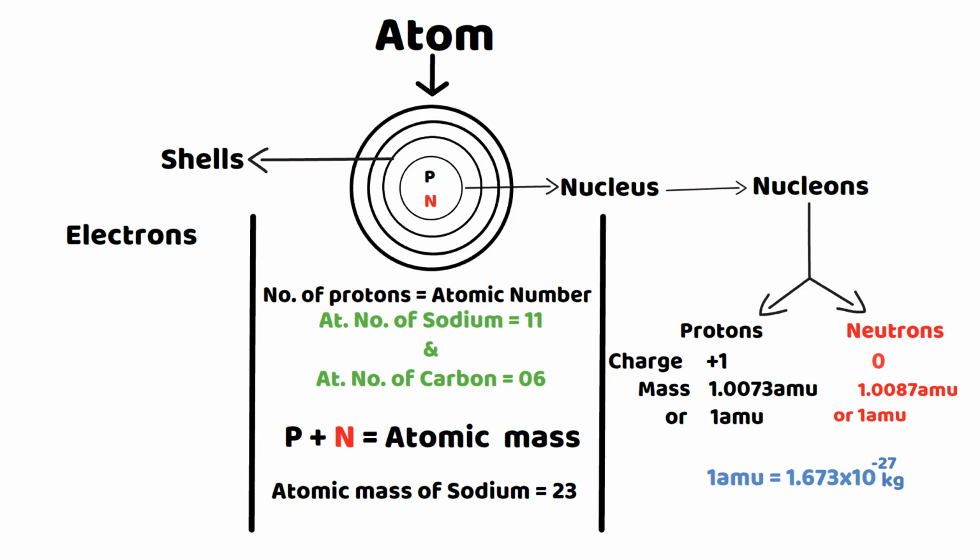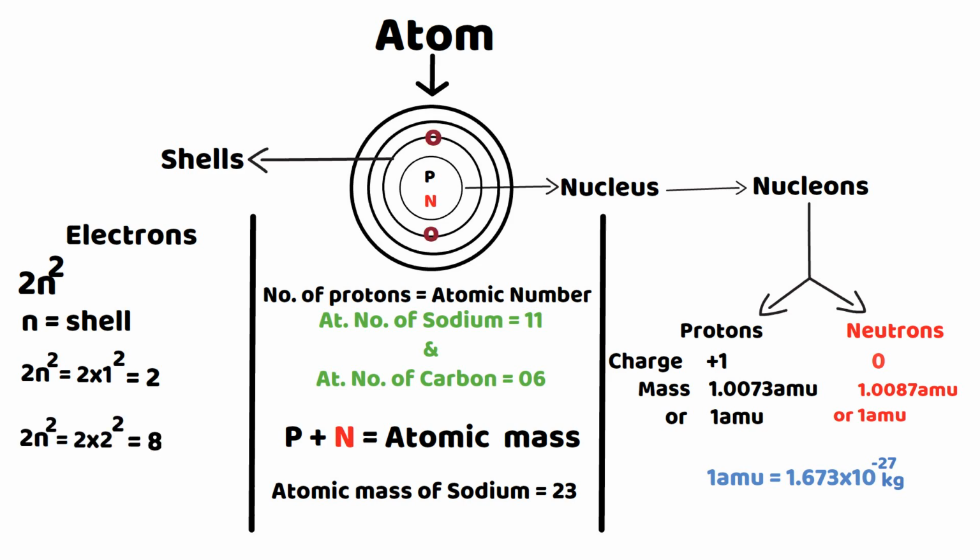For the placement of electrons in these shells, we use the formula 2n square, where n represents number of shell. For example, in first shell, according to this formula, we can place 2 electrons. In the second shell, we can place 8 electrons. And by using this formula, we can place 18 electrons in the third shell. But remember, up to atomic number 20, we normally keep only 8 electrons in the third shell.